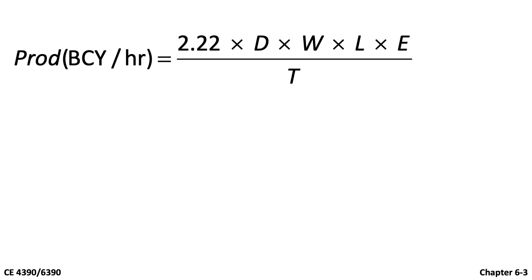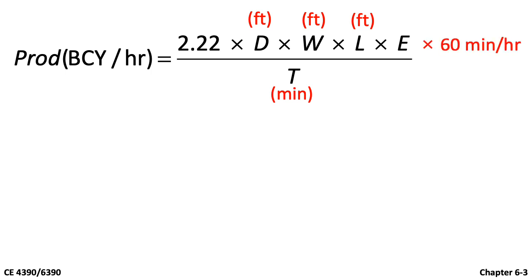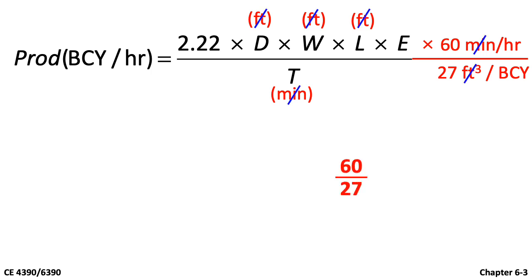In this equation, D is in feet, W and L also in feet. E has no unit. Time T is in minutes. Without the 2.22 factor, this equation gives you the production in cubic feet per minute. To convert it into cubic yards per hour, you need to multiply it by 60 minutes per hour and divide it by 27 cubic feet per cubic yard. If you do the math, 60 divided by 27, you get 2.22. That is why you have this factor in the equation.